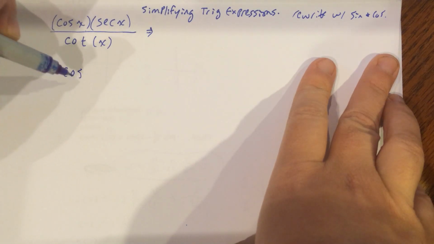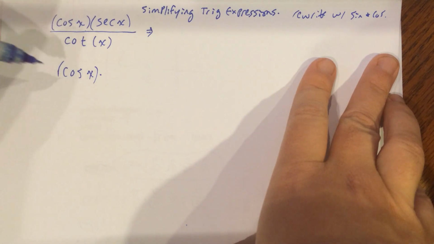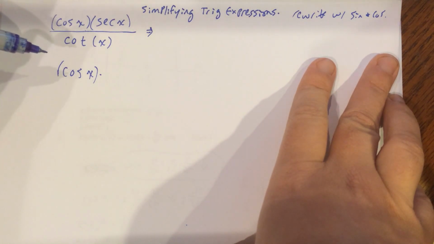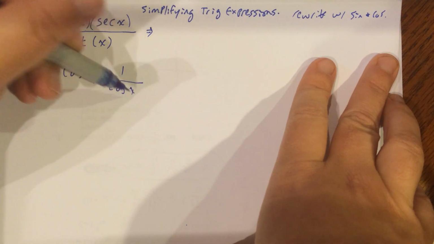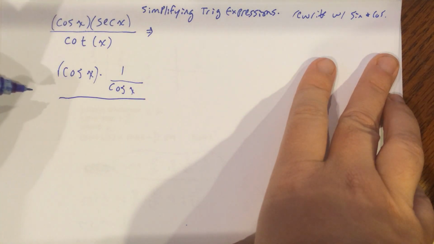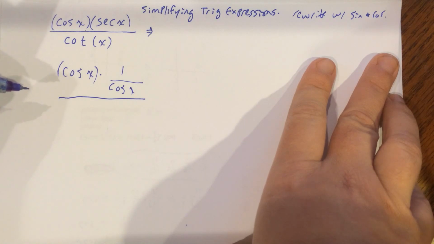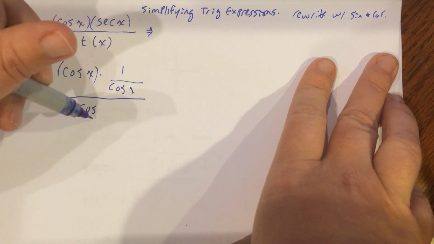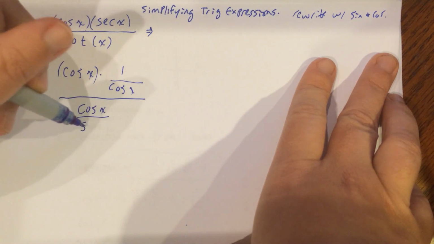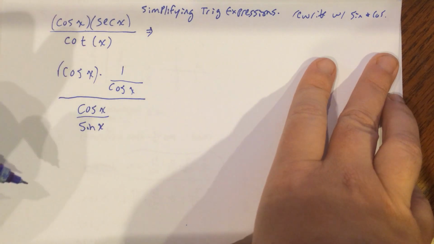Cosine is just cosine. So cosine x. Secant, though, is not just secant. I can rewrite secant as 1 over cosine of x. And then in the denominator, cotangent is 1 over tangent. Tan is sine over cosine. So cotangent is the opposite, cosine x over sine x.